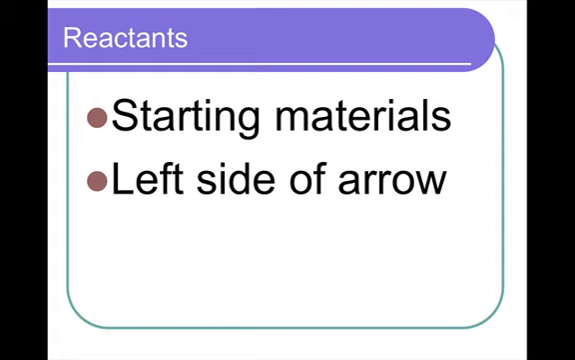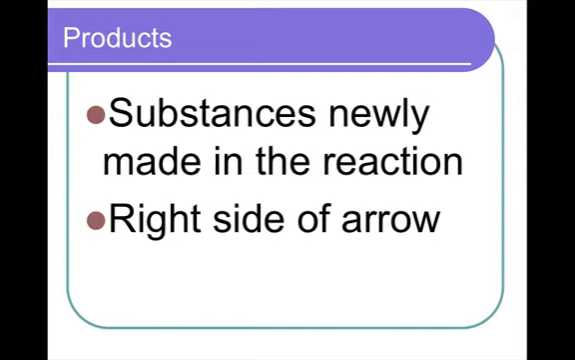Reactants are the starting materials in a chemical reaction. They will be written on the left side of your arrow. Products are the substances newly made in a chemical reaction. They're written on the right side of the arrow.